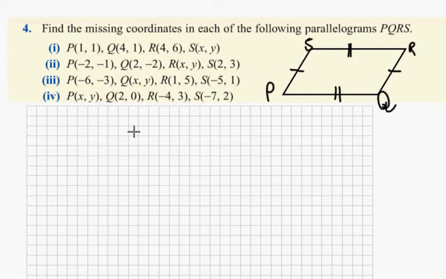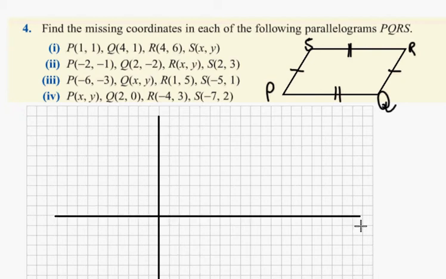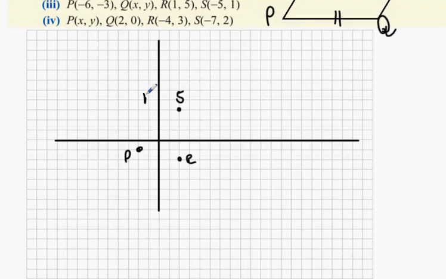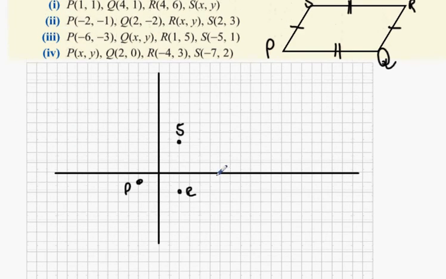Now on part 2 we just draw out our coordinates and we'll draw them in. -2, -1 is P. 2, -2 is Q. S is 2, 3. 2 across, 3 up. Now, looking at this diagram, where does R have to be? Can R be up here? No, why not? Perfect. So where is R going to be then? It has to be over here somewhere.